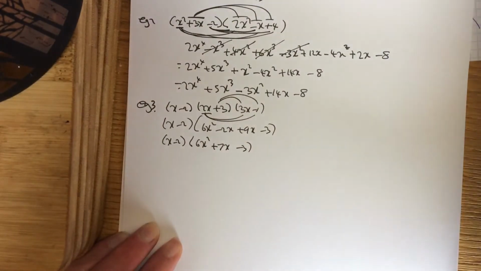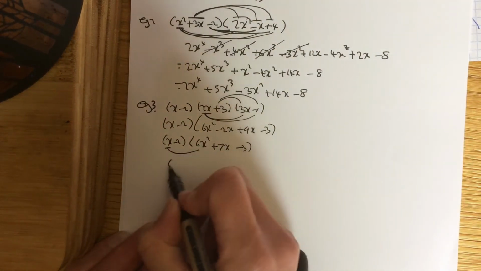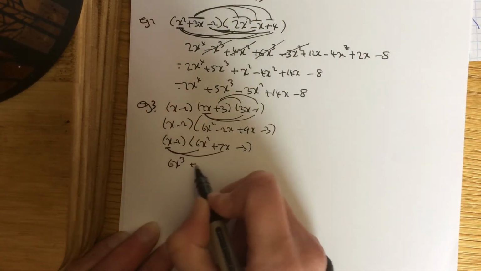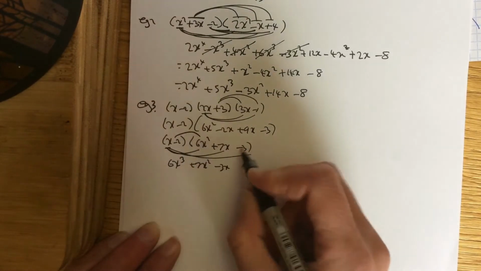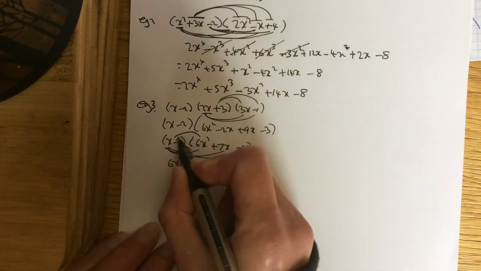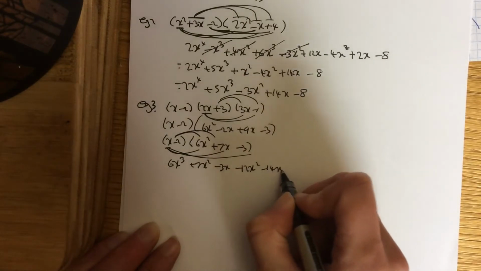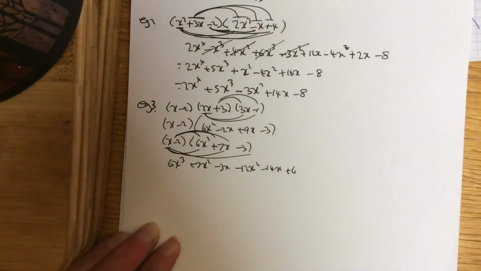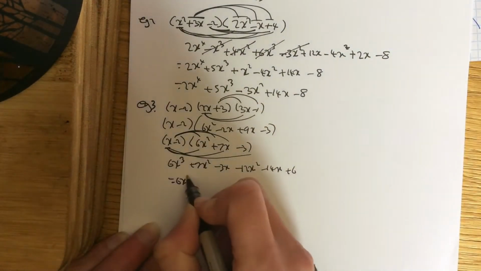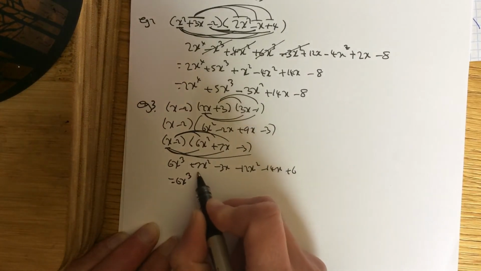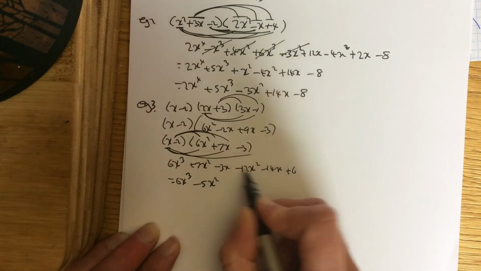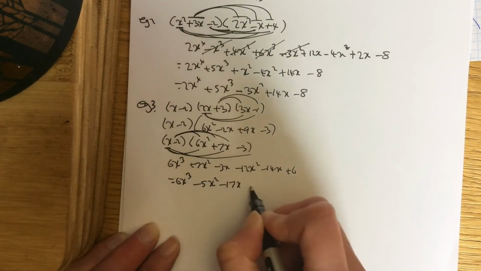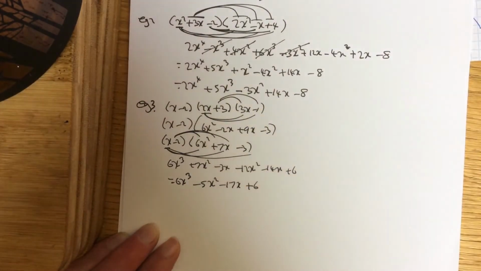And now I'm just going to multiply through by the x. 6x cubed plus 7x squared minus 3x. Multiply through by the minus 2. Minus 12x squared minus 14x plus 6. And just tidying that up. 6x cubed, 7 take away 12 is minus 5x squared. Minus 3 take away 14 is minus 17x plus 6.